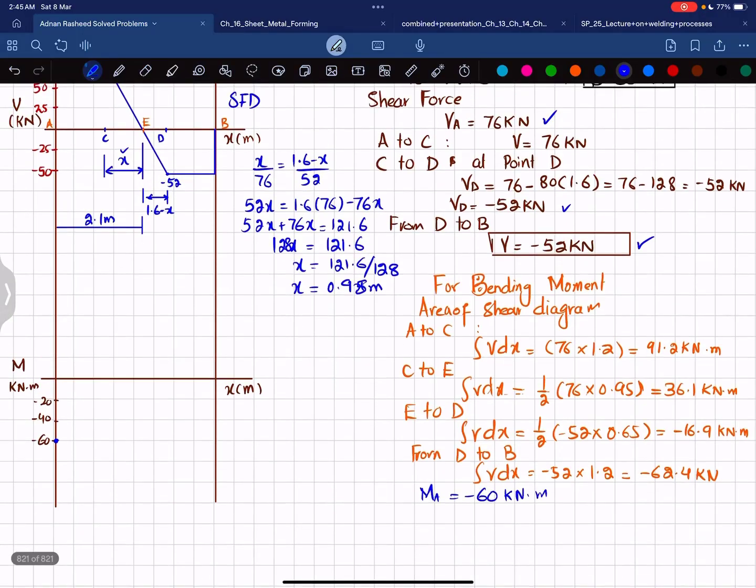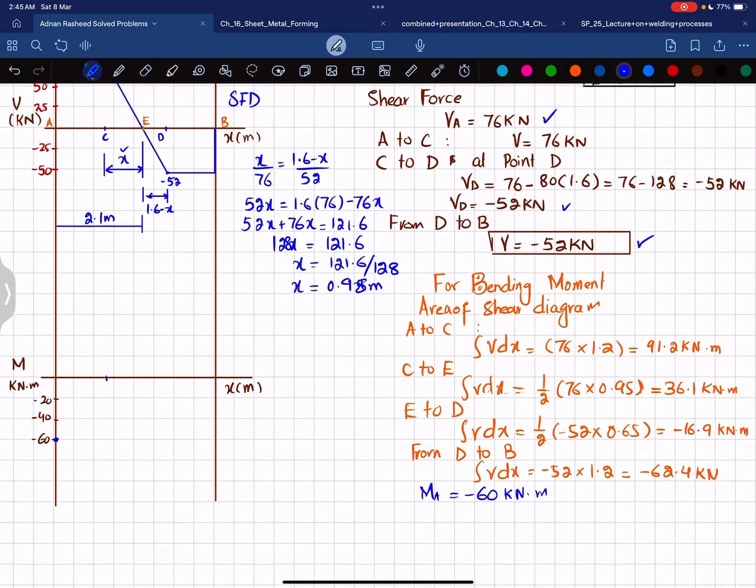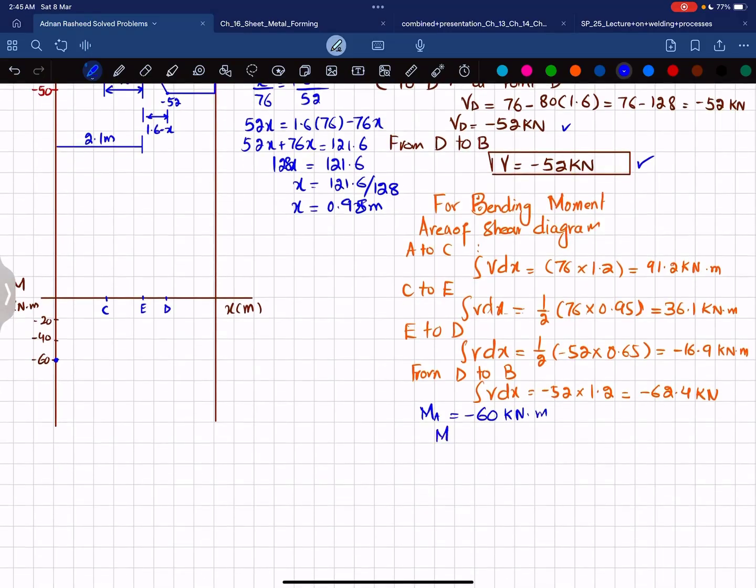Now this is your point C, this is your point E, and this is your point D. So the moment at point C, MC, will be equal to MA plus the area under the shear force diagram from A to C. So I will write minus 60 plus 91.2, which gives the moment at point C as 31.2 kilonewton meter. So we will locate it: this is minus 20, plus 20, plus 40, plus 60, so 31.2 will be somewhere here.